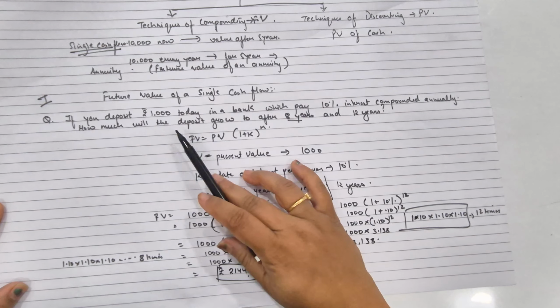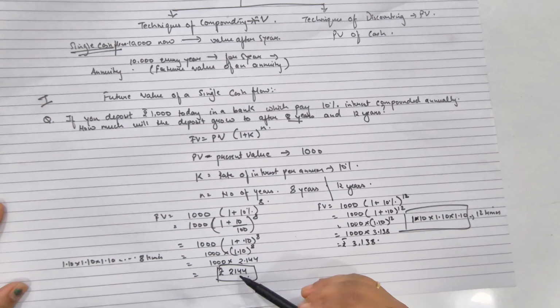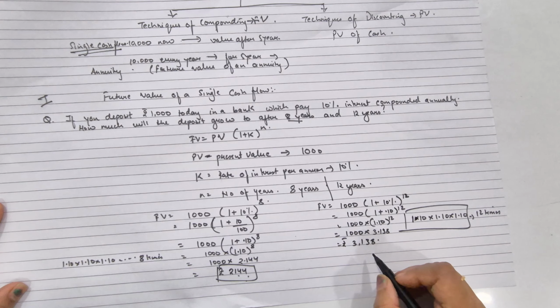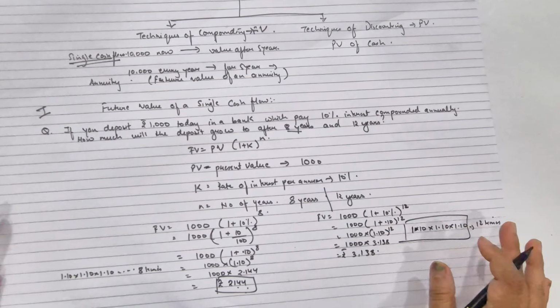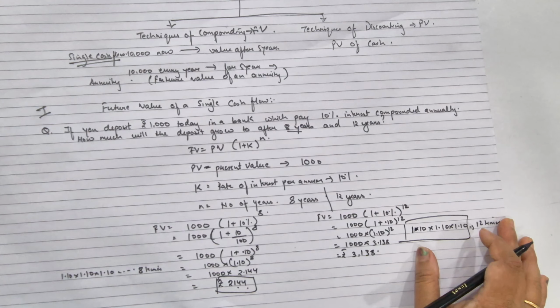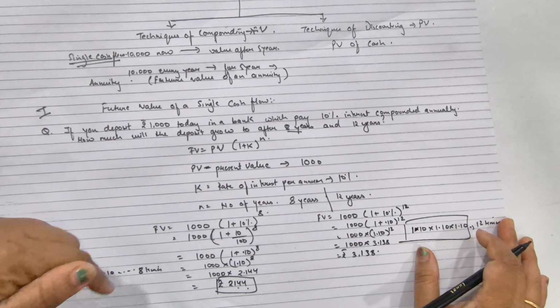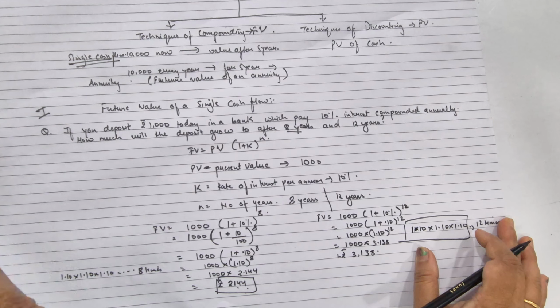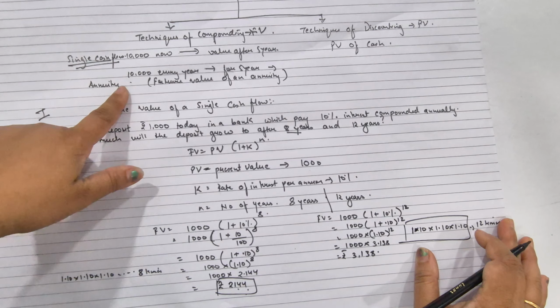I hope you understood this. If we deposit 1,000 today, then after 8 years I will get 2144, and after 12 years I will get 3138. This is the very basic question for a single cash flow. Now in my next video you will see how to calculate the future value of an annuity, when you deposit every year, then what will be the value of cash.